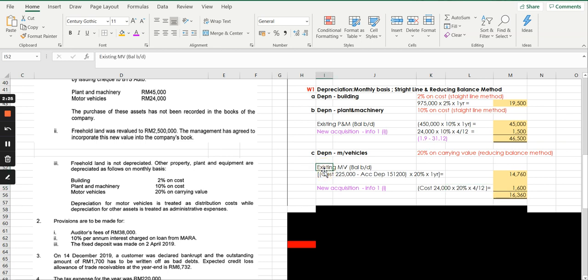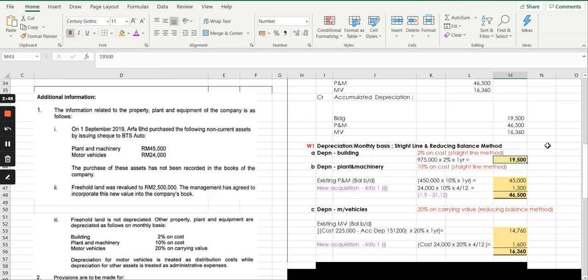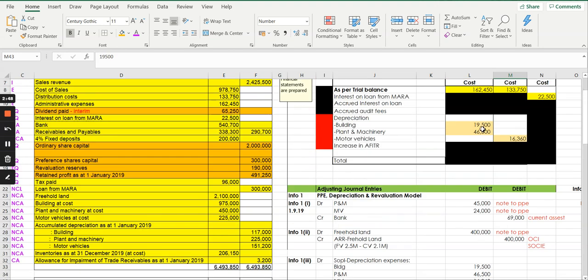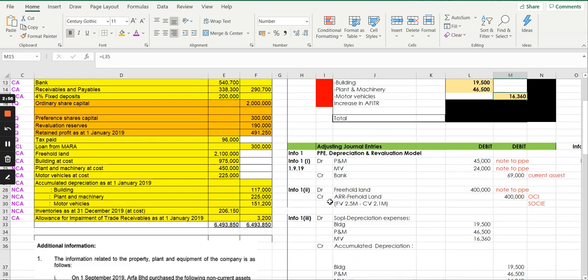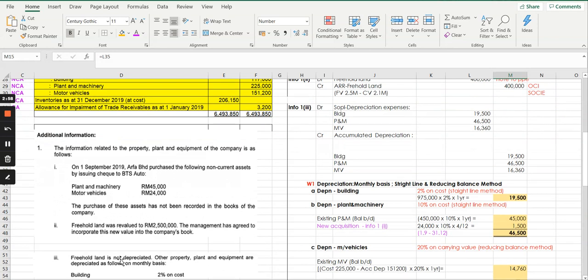For the existing motor vehicle, you are going to charge for the full year. What you are concerned with is the total depreciation for these assets, which is motor vehicle, plant and machinery, and the building as well. That is the figure that you will include in your working here. This section that I am highlighting is for information number 1.